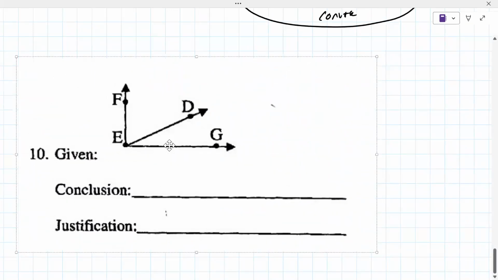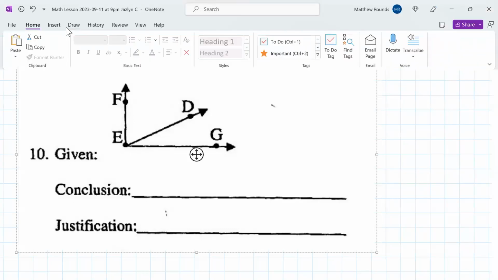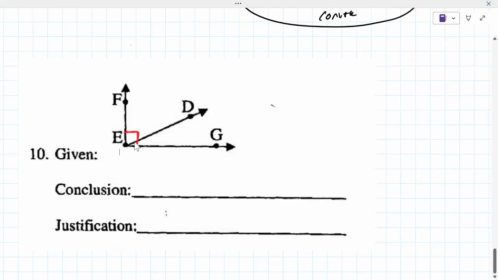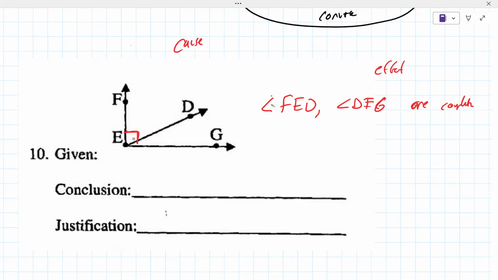So let's just say that we started out by knowing that this was a 90-degree angle. Let's say we knew that from the moment. We're going to work this backwards. If this was a 90-degree angle, then what do you know about the two angles? That they're complementary. So angle FED and angle DEG are complementary. So that's the effect. The cause is this right here.